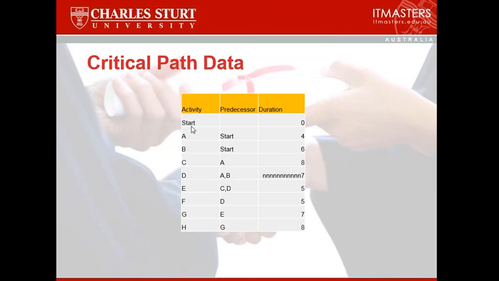What we've got here are the various activities, activity A, B, C, D, and what is the predecessor? Well, we're starting. So A is the first activity there, and B happens to be the first activity. But before we can do C, we must have done A. Before we can do D, we must have done A and B, etc., all the way through. So how long does each activity last? Well, it takes 4 days to undertake activity A, takes 6 for B, etc., etc.